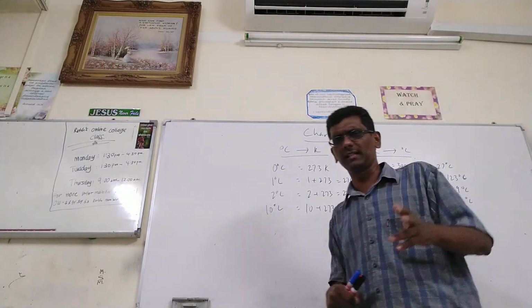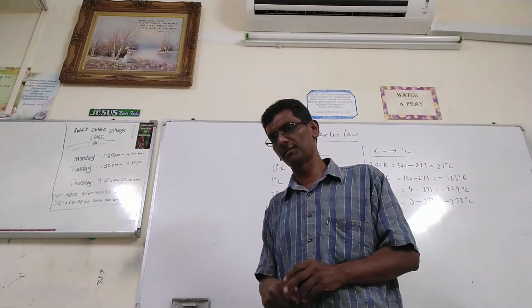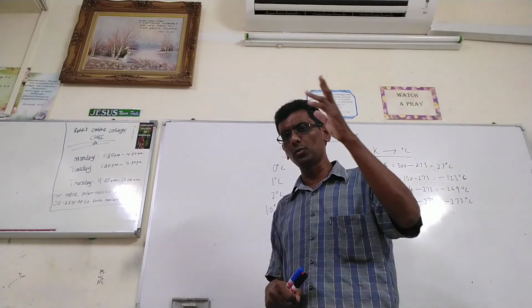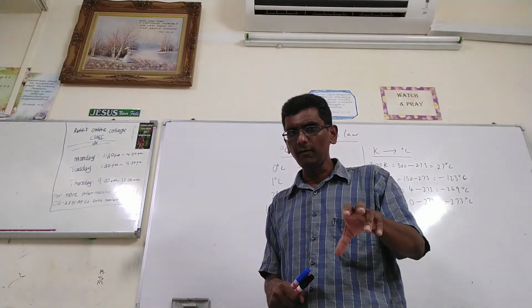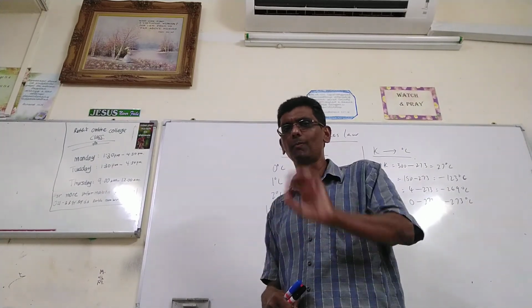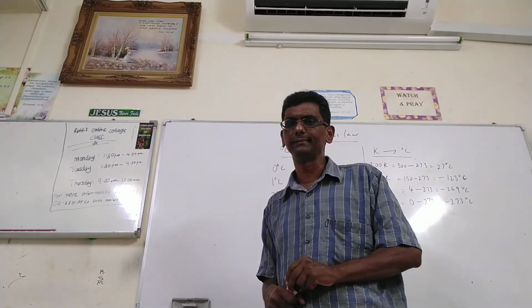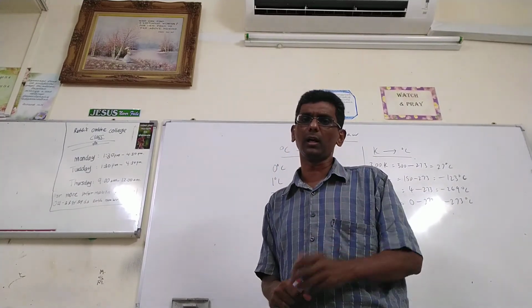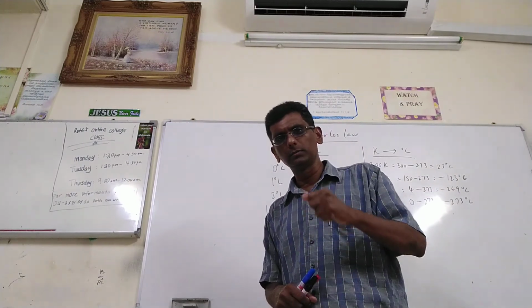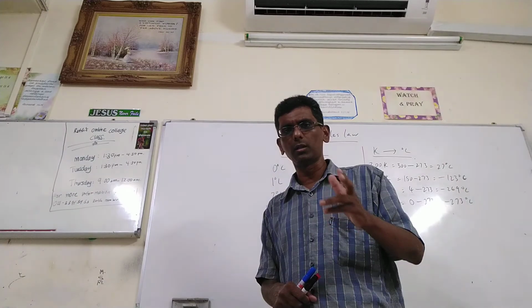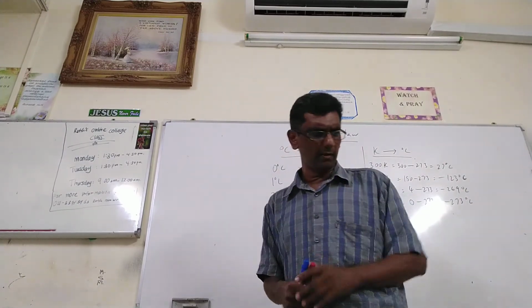So, you must understand degrees Celsius to Kelvin, and Kelvin to degrees Celsius. Celsius to Kelvin means add 273. Kelvin to Celsius means minus 273. That is called vice versa. Celsius, Kelvin, Kelvin, Celsius.